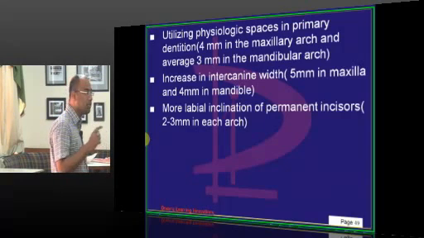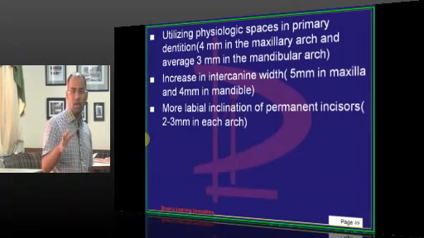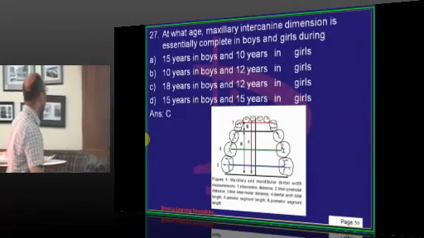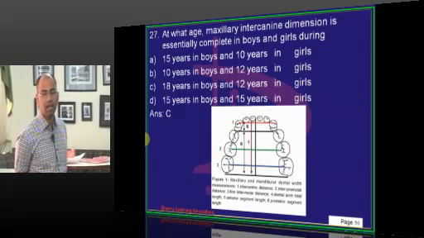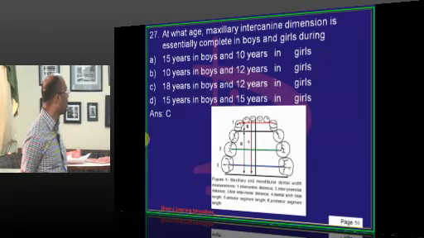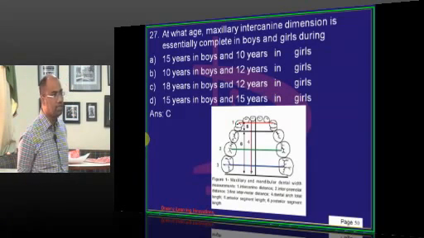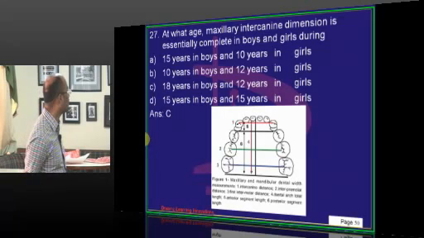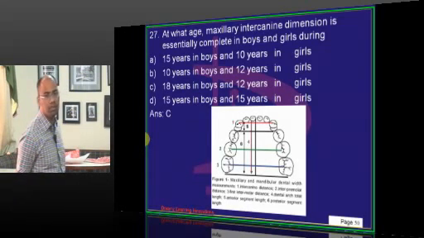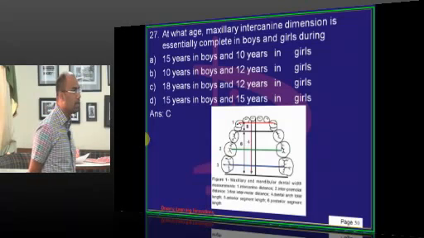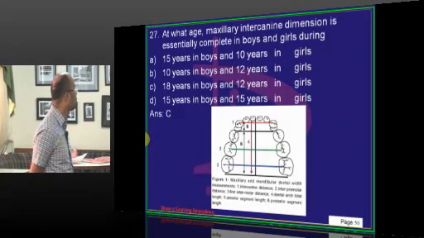Now intercanine width is established with the eruption of canines. At what age is the maxillary intercanine dimension essentially complete in boys and girls? At what age is the intercanine width established? In boys it is slightly higher, around 15 to 18 years, and in girls it is around 10 to 12 years. The reason being they mature earlier when compared to boys. So there is a sexual dimorphism where the intercanine dimension of the upper arch is established by 15 to 18 years in boys and 10 to 12 years in girls.